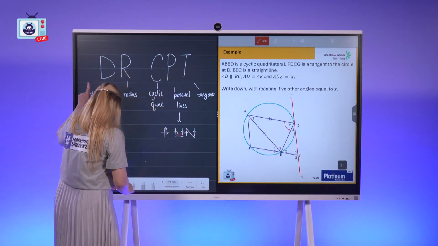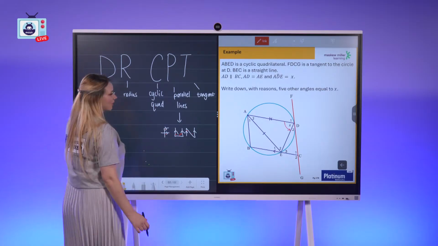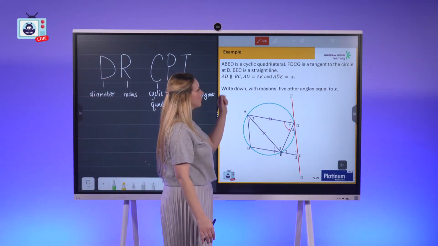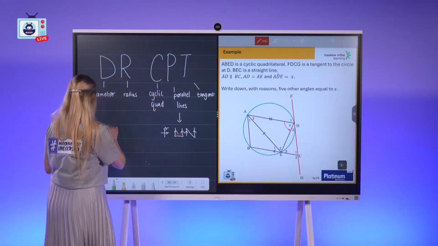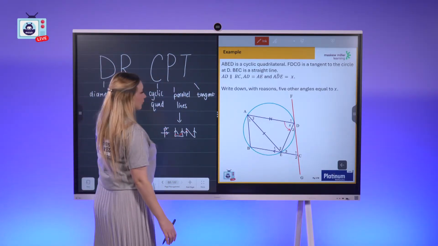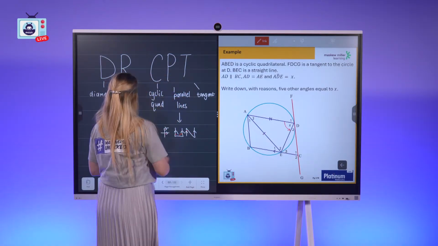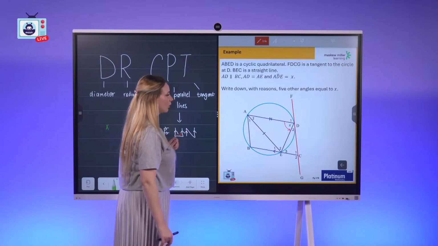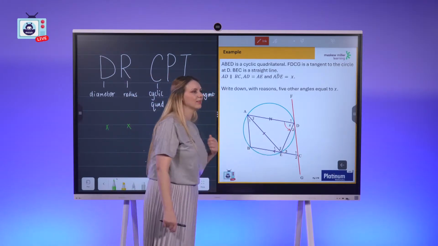So we have D over here. What we're going to do is check, do we have a diameter? If we look at the diagram and the information, we do not have a diameter. So we're going to say, nope, no diameter. R for radius. Do we have a radius? No, we don't have a radius here. Do we have a cyclic quad? Yes, we do. ADEB is a cyclic quad.